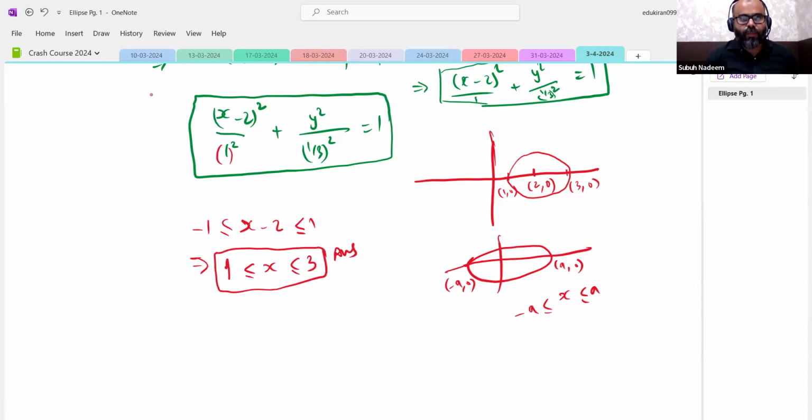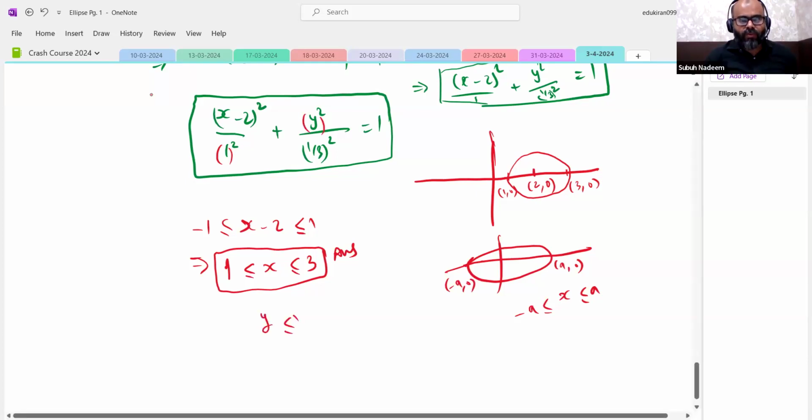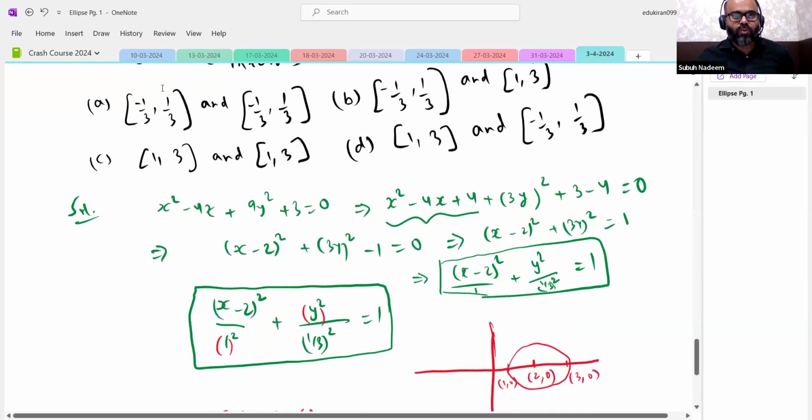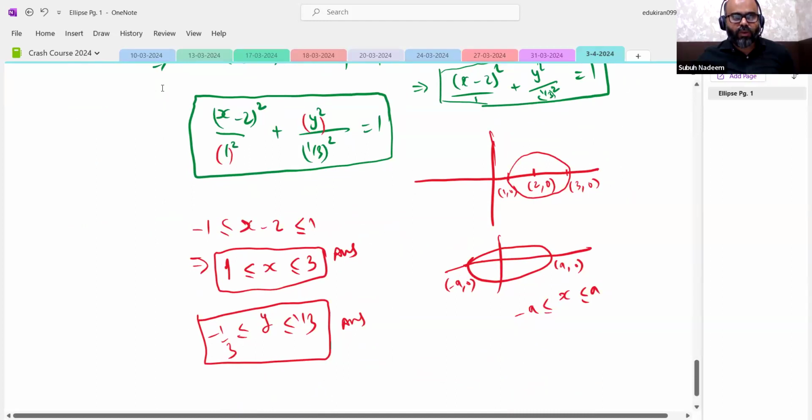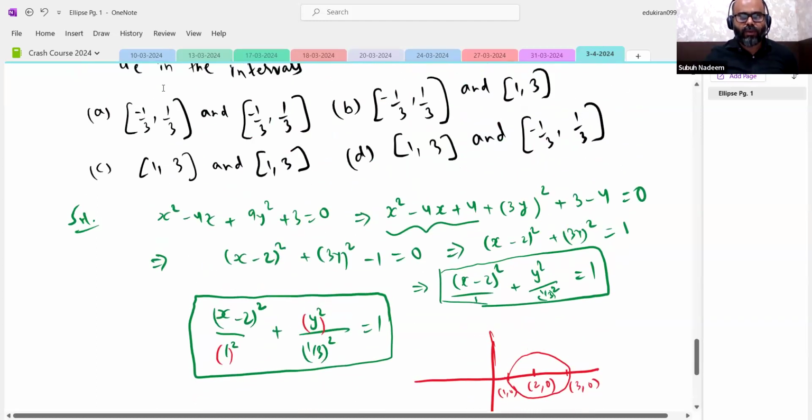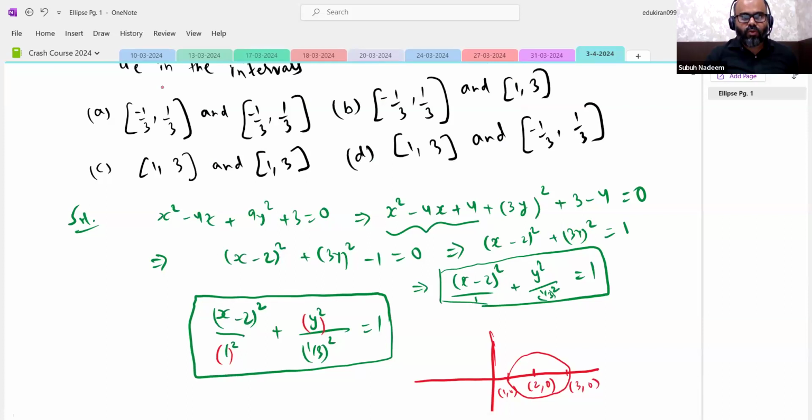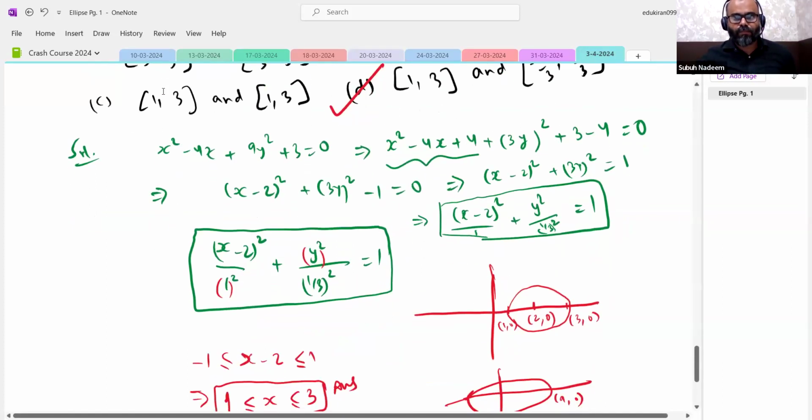One answer is this. Similarly, y square: y will be between 1 by 3 and minus 1 by 3. So this will be the condition of y. So x is 1 to 3 and y is minus 1 by 3 to 1 by 3. So option D is our answer.